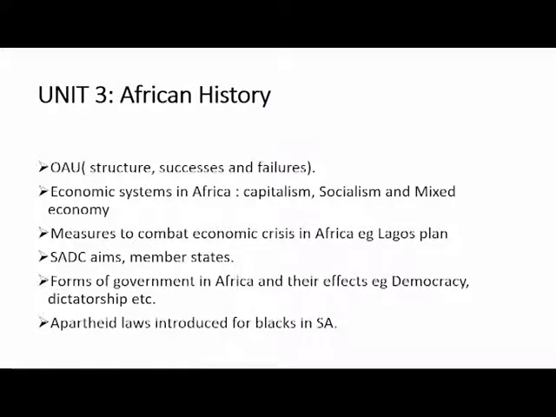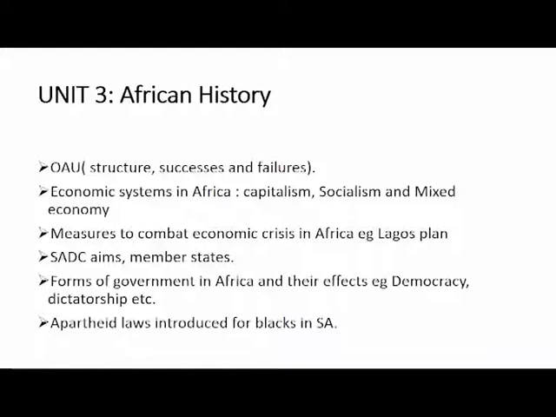You should also know, as far as African history is concerned, the forms of government in Africa and their effects on the African people. What are examples of forms of government? This has to do with politics, like what I've said earlier. Differentiate between political and economic affairs. This has to do with politics. What are these forms of government? For example, democracy. Namibia has practiced democracy.